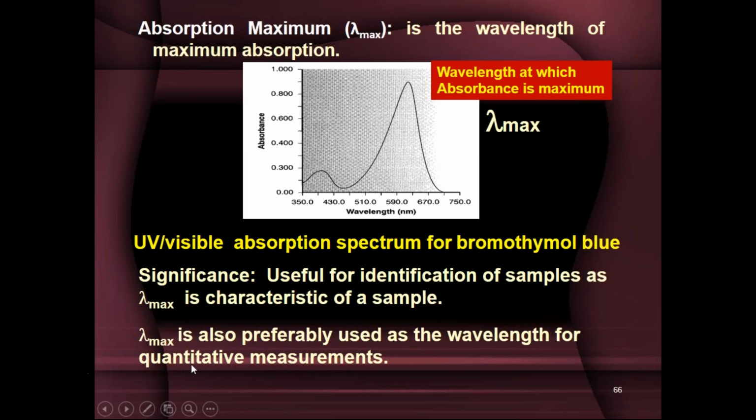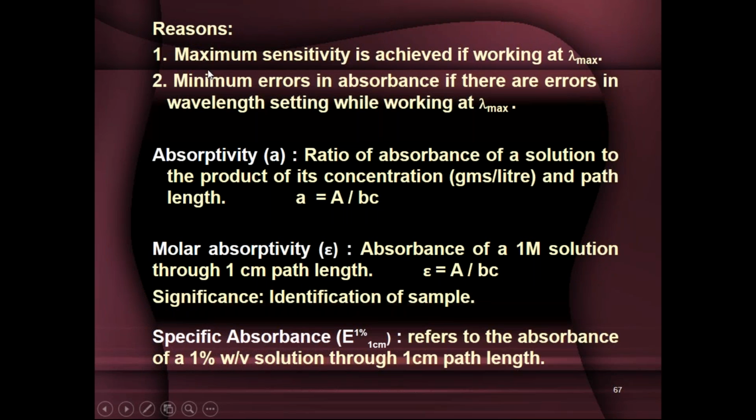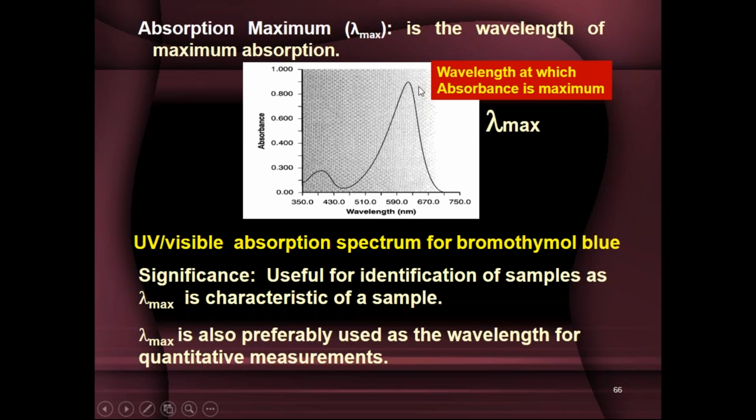That is preferably the lambda max of the compound we are trying to analyze. And why do we use preferably the lambda max for quantitative measurements? There are two reasons for that. One is, if you're working at the lambda max, you get maximum sensitivity. Because as you will see in the graph here, at this wavelength, this substance gives you the maximum absorbance.